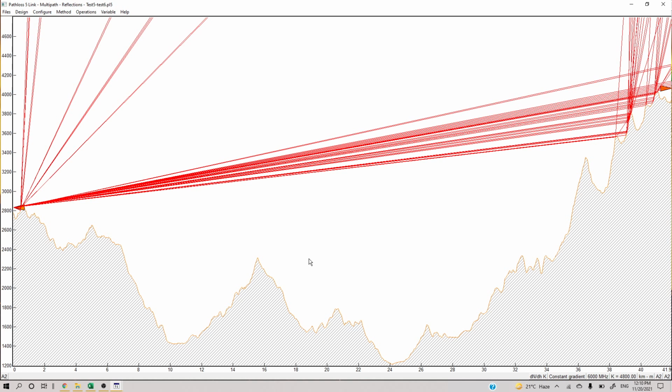The main factor that makes your link work badly in any sunny or winter day is the multipath. And multipath has almost no effect in a hilly area like we see here.